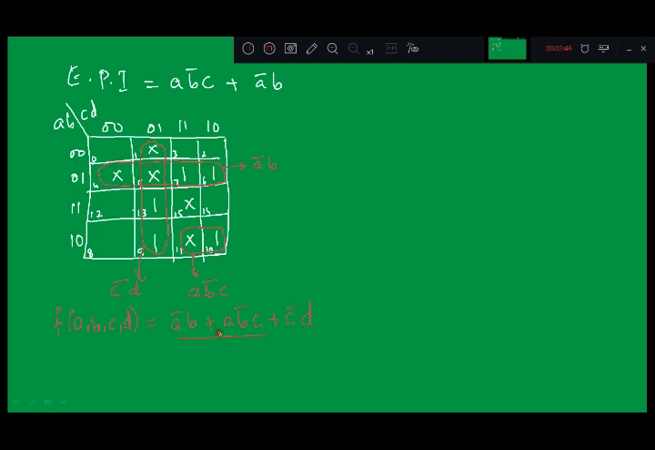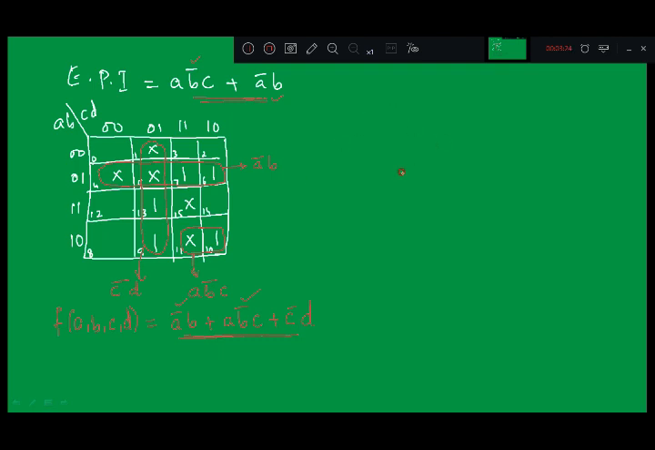So compare this expression which you got from K-map with the expression we got from the QM method. How many terms does it have? K-map has 3 terms and QM has 2 terms. That is, the answer is not matching, right? A B bar C is there, yes. Then A bar B is there, yes. So where did this C bar D go? This problem is a little tricky. Please identify what the tricky part in this problem is.